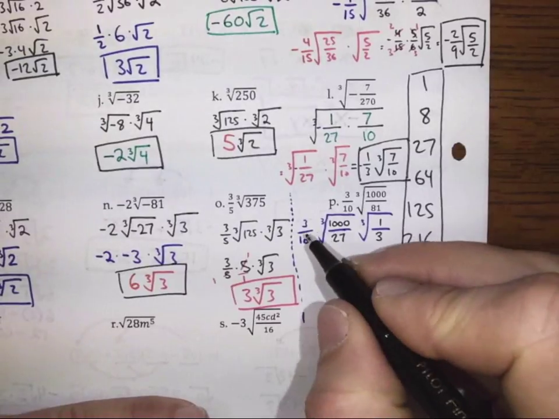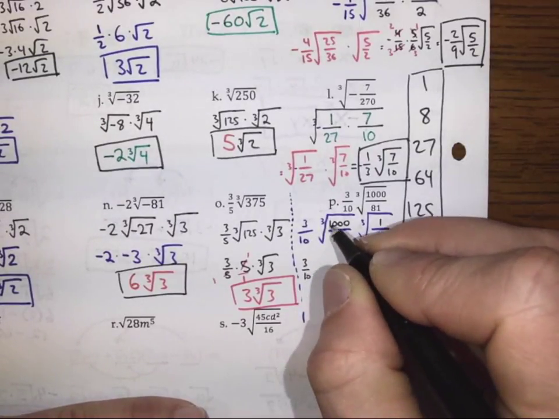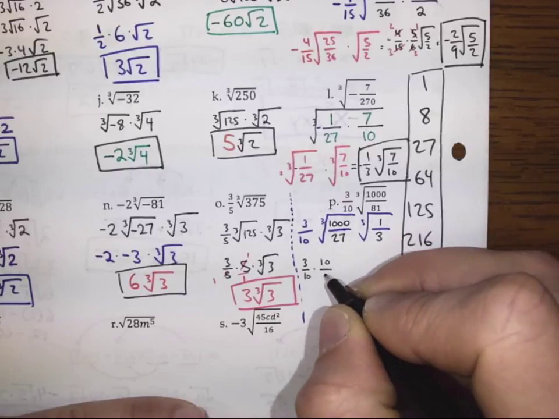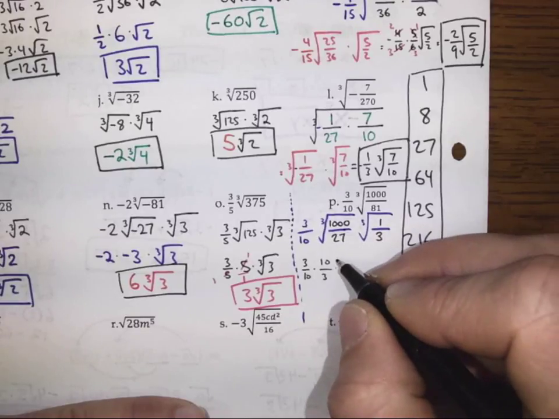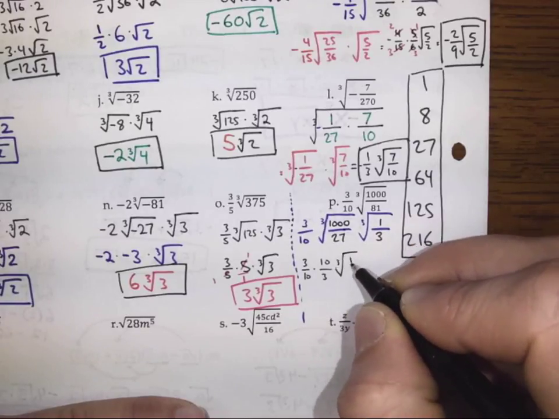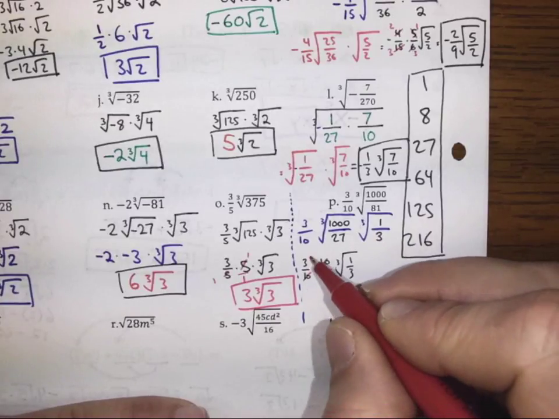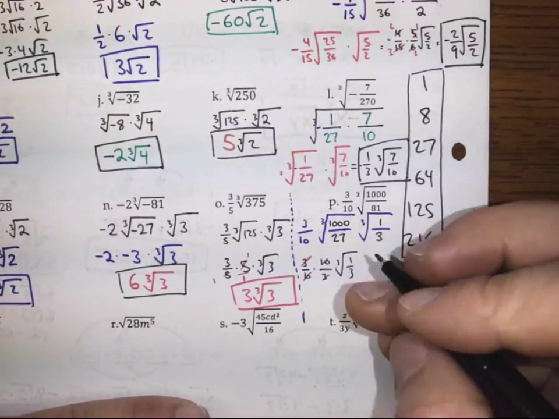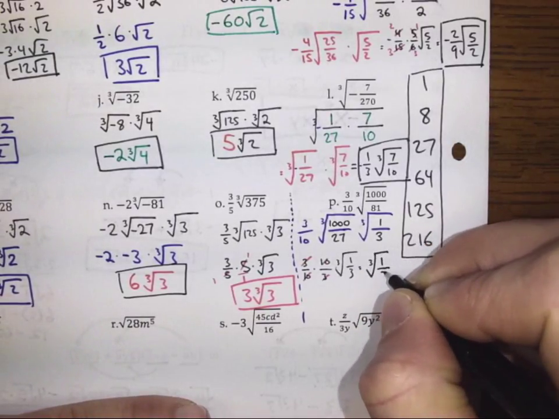All right, so the reason this is interesting is because we get 3/10, and the cube root of 1,000 is 10, and the cube root of 27 is 3, times the cube root of 1/3. And when we multiply these through, the 10s cancel out and the 3s cancel out, leaving 1. So we actually just get the cube root of 1/3 when we're done.